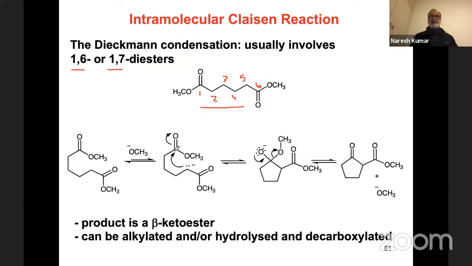This will attack the carbonyl, and then that pair comes back and kickstarts OCH3 minus leaving, to give you this cyclic diketone compound where you've got a keto group and an ester group. So just like the other diketone cyclization reaction we saw when the two ketones were present in the same molecule, when you have two esters present in the same molecule, with a 1,6 relationship, you can get a 5-membered or a 6-membered ring. And this reaction is called the Dieckmann condensation reaction.